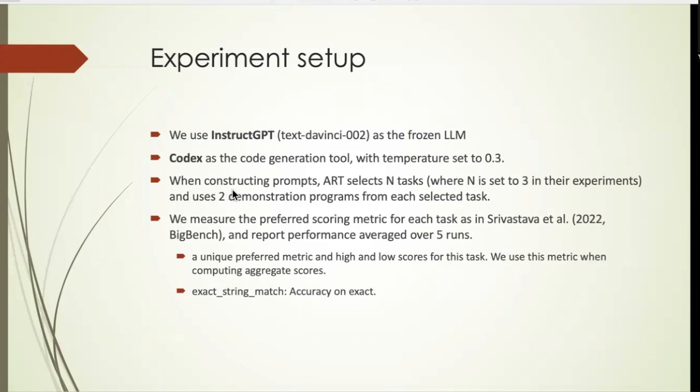When given a new task and constructing prompts, they select n tasks. They select three tasks, and then two demonstrations per task. So in total, six examples in the prompt for the new task as in-context examples. And then this is how they measure the performance. Again, they measure the performance using the metric from the BIG-bench dataset. I think this is a very good and also challenging dataset to really test the reasoning capabilities of LLMs, to make sure they really use reasoning rather than memorization.